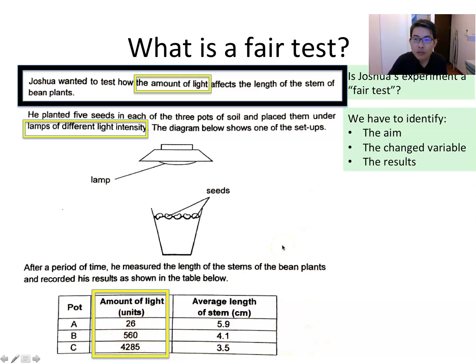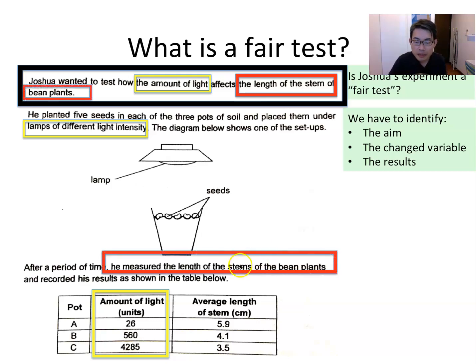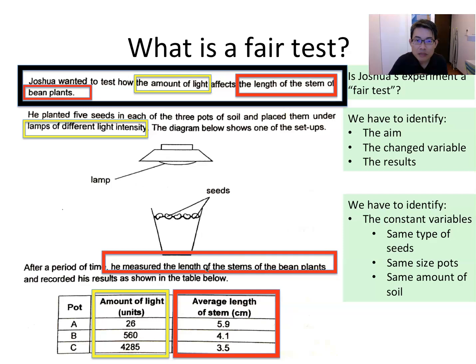And then we look at what are the results. The length of the stem of the bean plant. That length of the stem is what Joshua was measuring. And let's see. Alright, yes, he did try to measure the length and he recorded them here. So that is the results. Knowing this is not enough to tell me is this a fair test. We must also look at what are the constant variables.